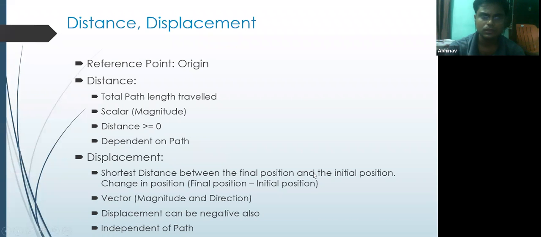So we'll continue our discussion from yesterday. We had discussed distance and displacement, where the distance and displacement have different features.